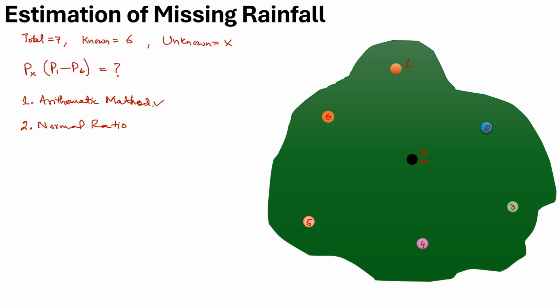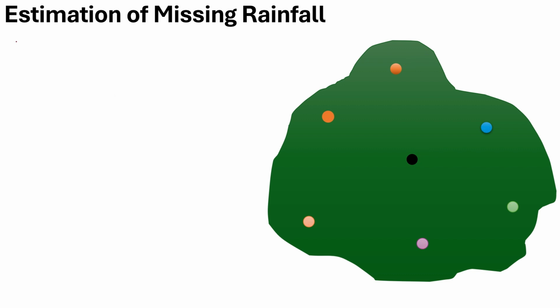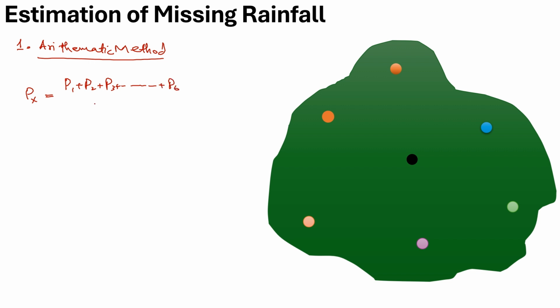Arithmetic method: we will simply calculate the average of the rest of the six stations. So if we are going to apply the arithmetic method for the calculation of unknown precipitation of station X when the precipitation for the other six stations is known, we will use a simple formula: Px, the precipitation at the unknown station, is equal to P1 plus P2 plus P3 and so on up to P6, the last station, divided by the total number of known stations, which is 6.